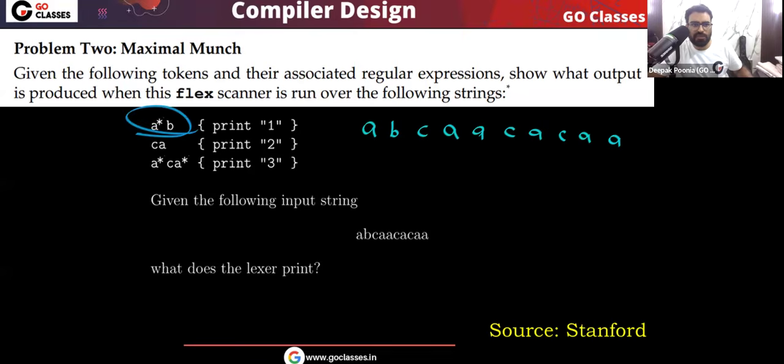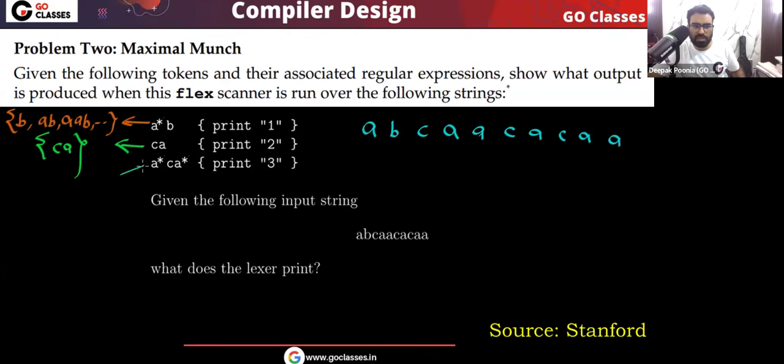You can see the first regular expression is basically A star B, means any sequence of A's ending with a single B. Yes or no? This is simple CA, that's it, nothing else. Here you can see this is basically only one lexeme, only one pattern, that is CA. But here you can notice there are many. This star means zero or more times. If I take it zero times, I will get B. If I take it one time, AB, AAB, and so on.